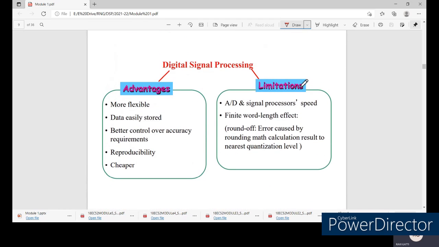Okay, so this is the overview of what we are going to study in digital signal processing. In the next class, we will go into deeper insights of module number 1.